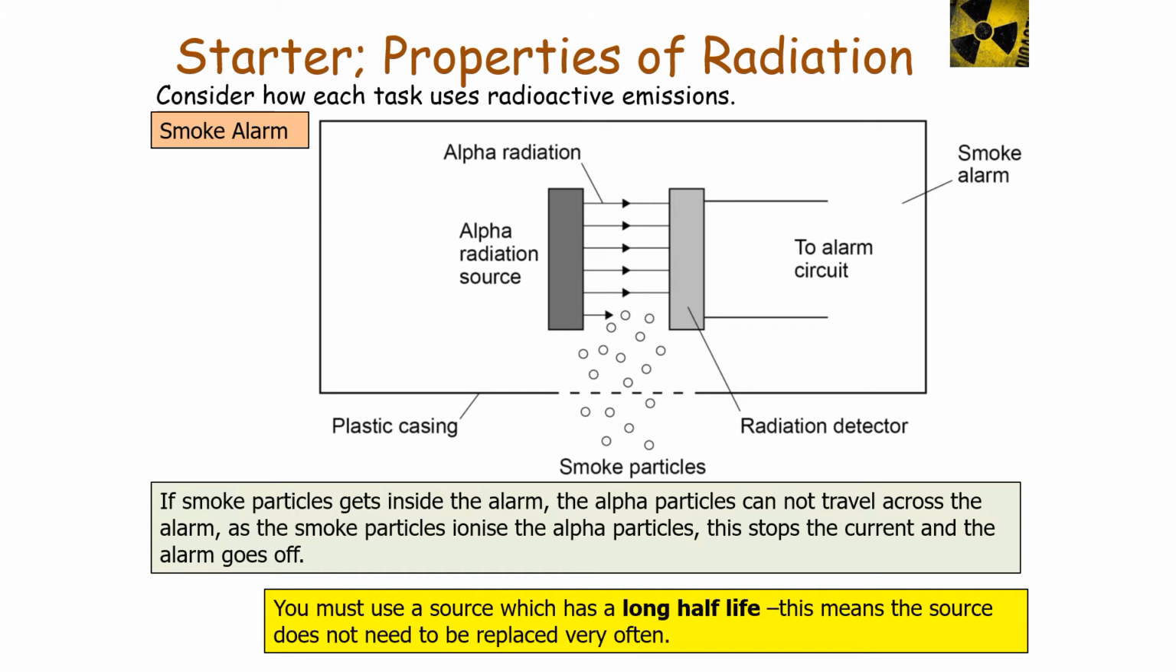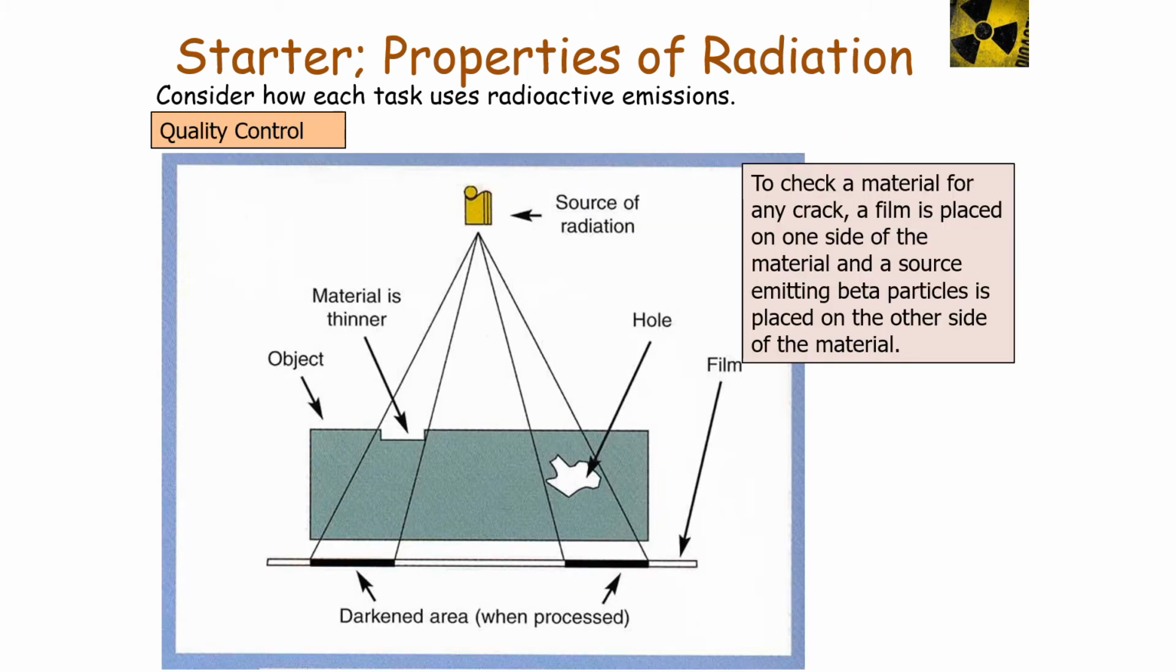Now, you've got to remember that if you want to use an alpha source in a smoke detector, you must use a source which has a very long half-life, as it means the source does not need to be replaced as often, and secondly, it means the intensity of the source does not lower quickly, as this would set the alarm off.